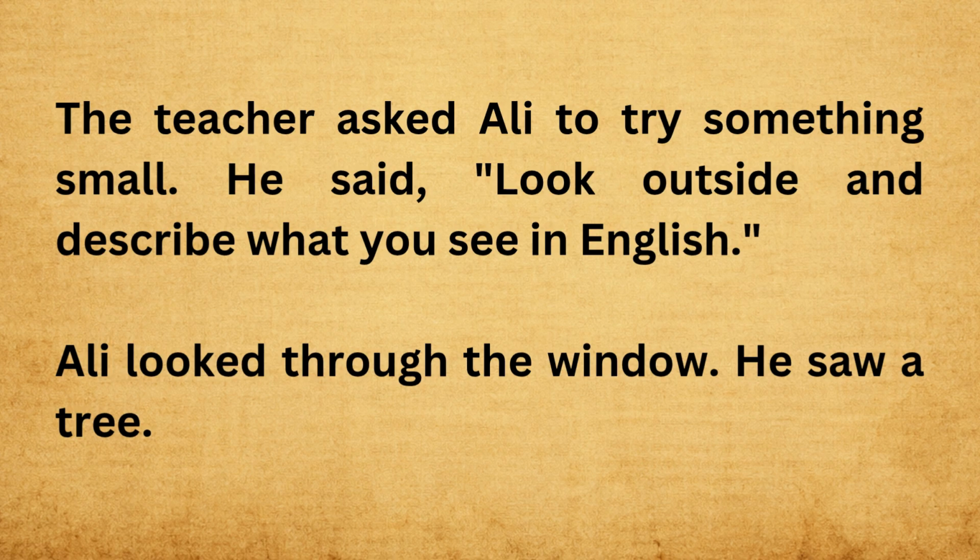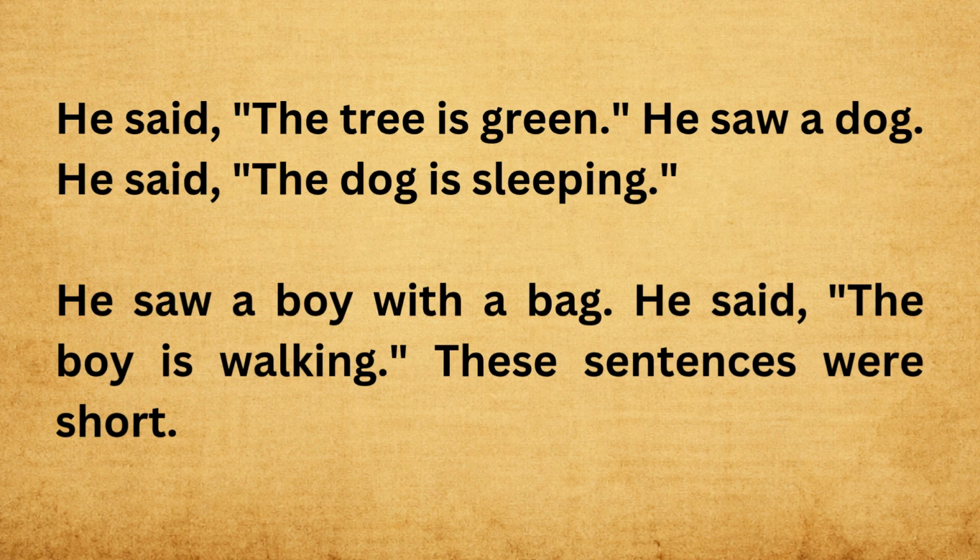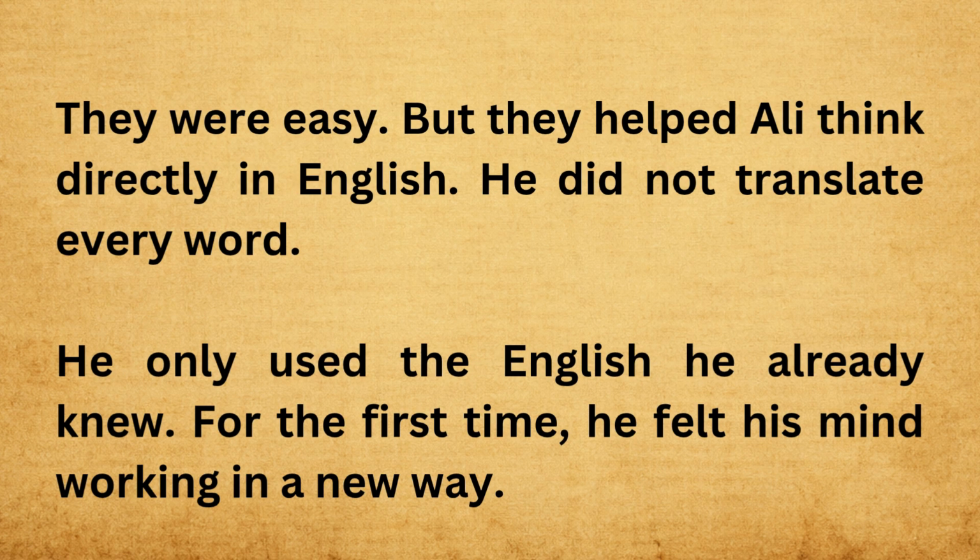Ali looked through the window. He saw a tree. He said, "The tree is green." He saw a dog. He said, "The dog is sleeping." He saw a boy with a bag. He said, "The boy is walking." These sentences were short. They were easy, but they helped Ali think directly in English. He did not translate every word. He only used the English he already knew. For the first time, he felt his mind working in a new way.